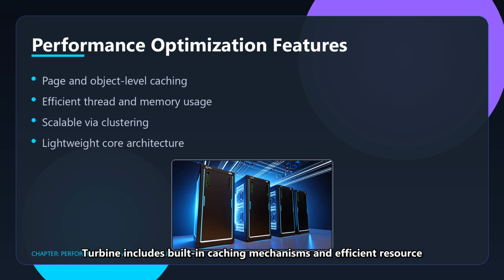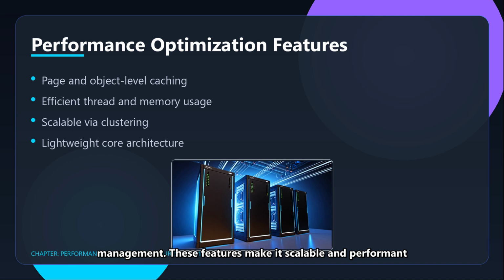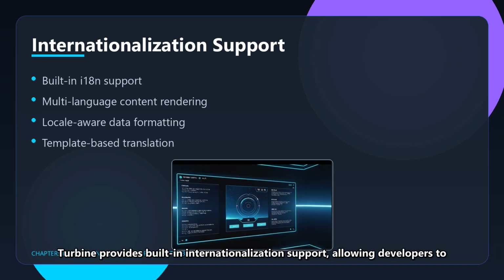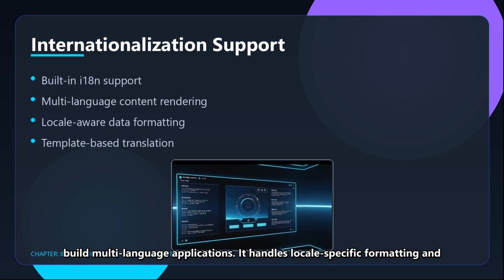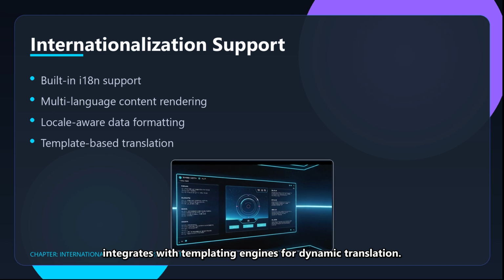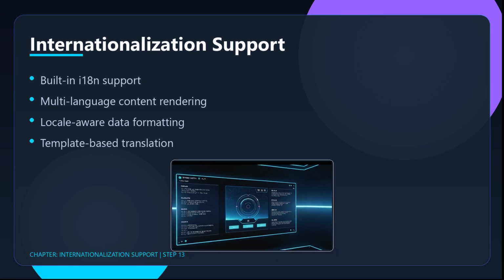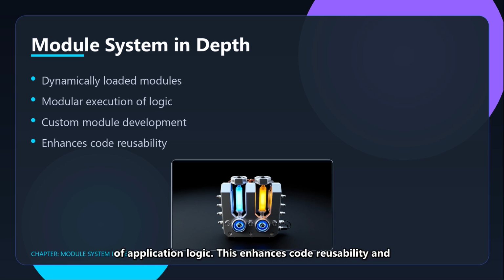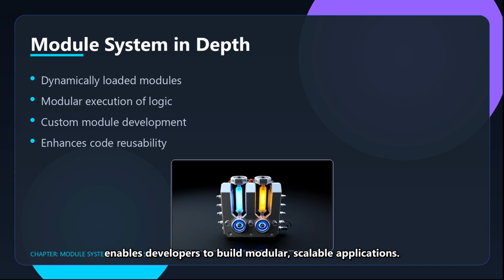Turbine includes built-in caching mechanisms and efficient resource management. These features make it scalable and performant in high-concurrency environments. Turbine provides built-in internationalization support, allowing developers to build multi-language applications. It handles locale-specific formatting and integrates with templating engines for dynamic translation. Turbine's module system allows dynamic loading and execution of application logic. This enhances code reusability and enables developers to build modular, scalable applications.